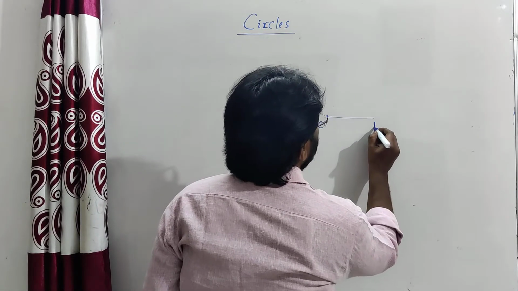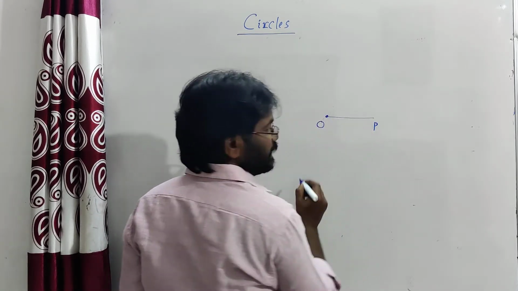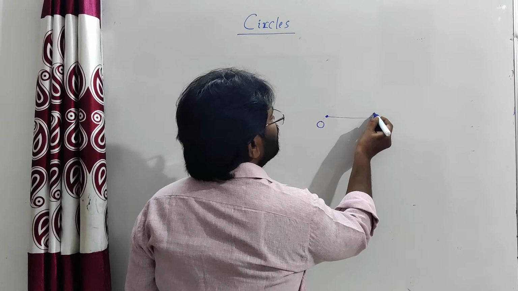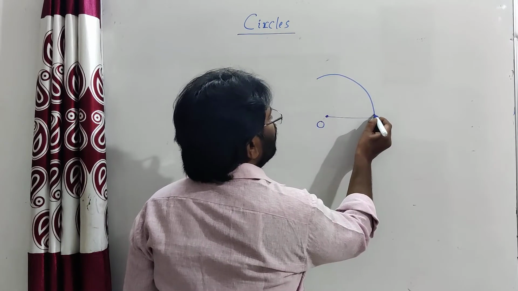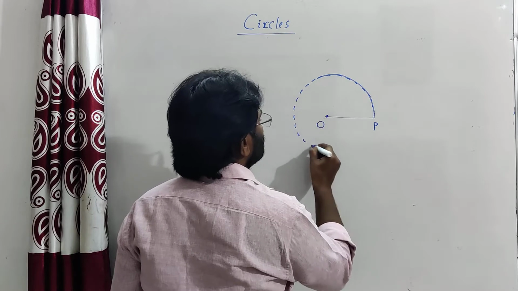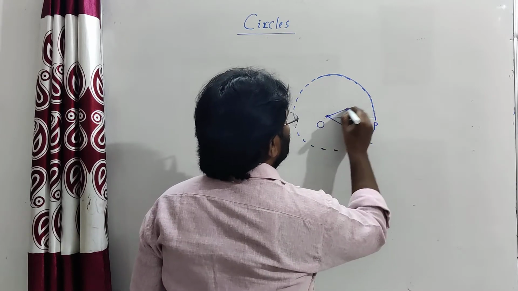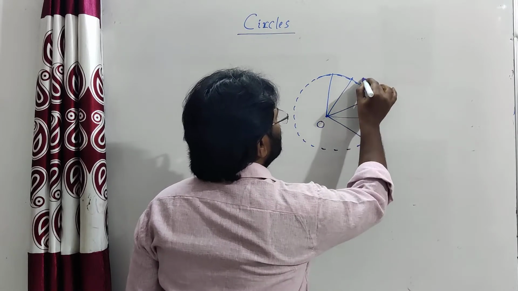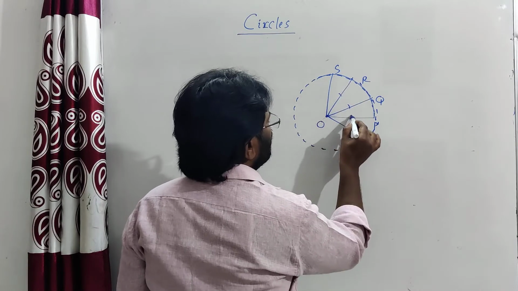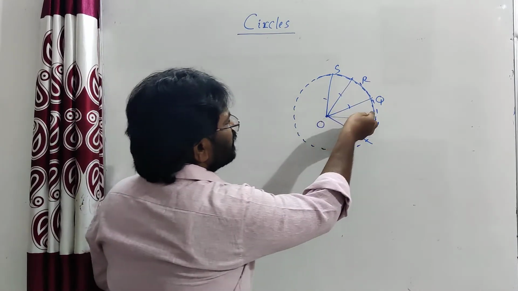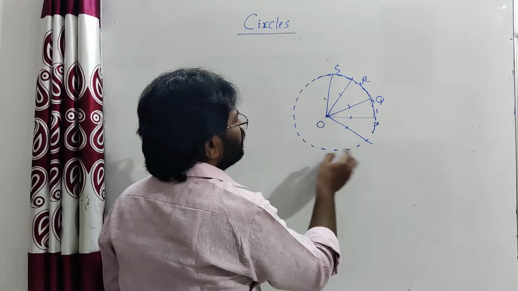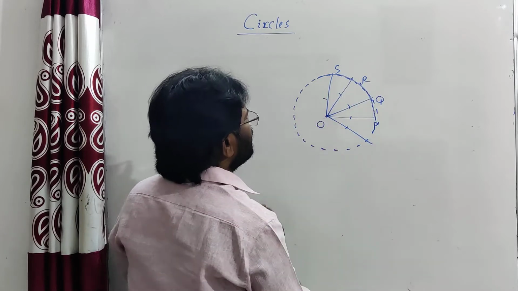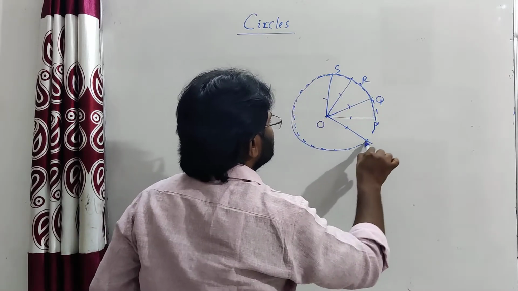So P is a point at a certain distance. Another point, P moves along the path. The set of all points which are equidistant from the fixed point, the distances from the fixed point to any point Q, R, S, these are all equidistant. So the path of points which are equidistant from a fixed point in a plane, this path of points is known as a circle.